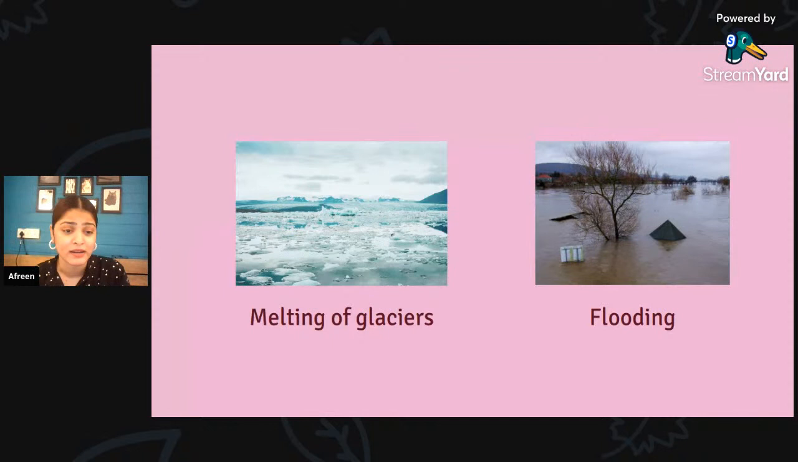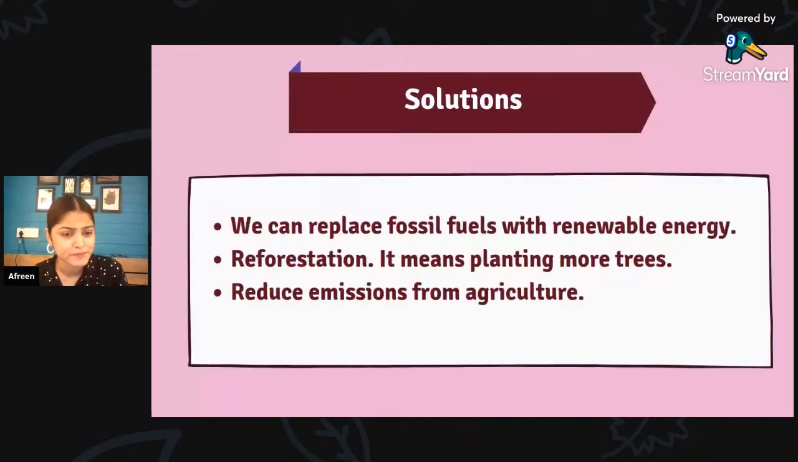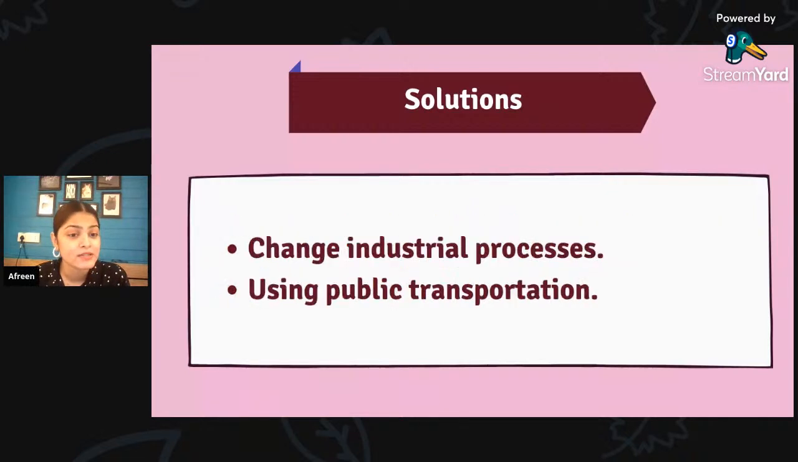Wow, that sounds scary. So, how can we stop this from happening? It's simple, it's not that difficult. We can replace fossil fuels with renewable energy. Reforestation. It means planting more and more trees. Reduce emissions from agriculture. Change industrial processes. And use public transportation.